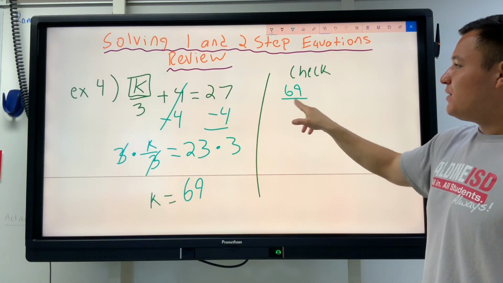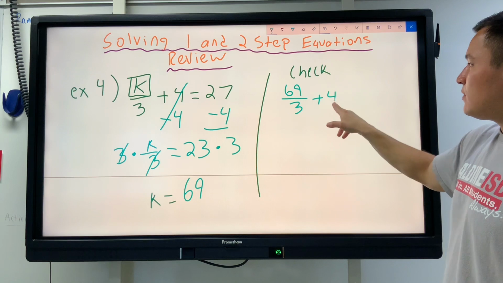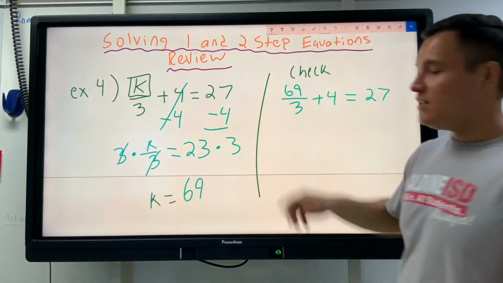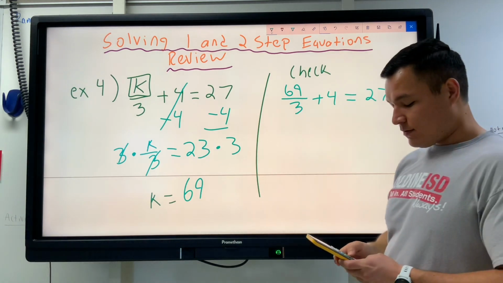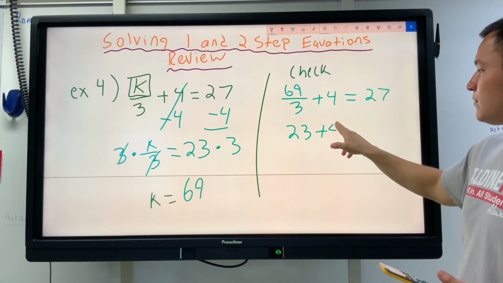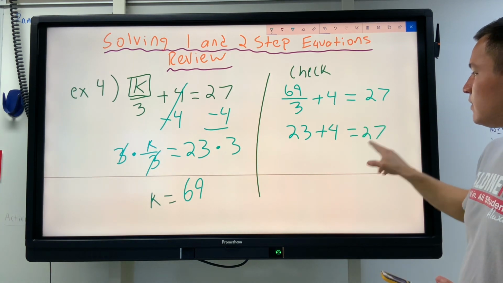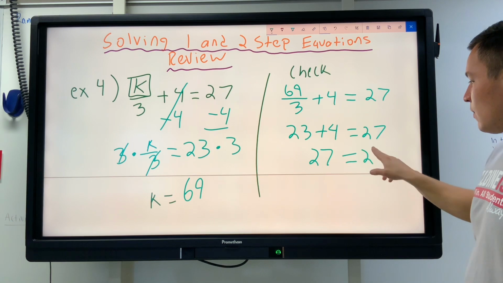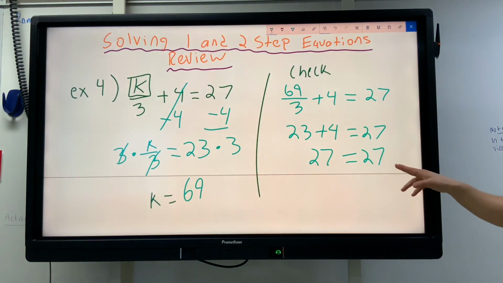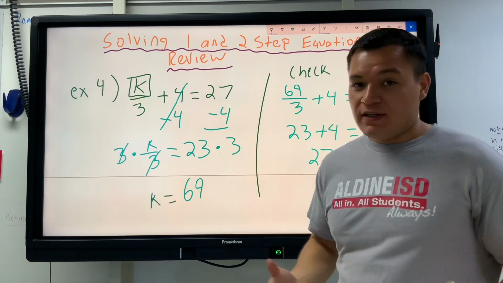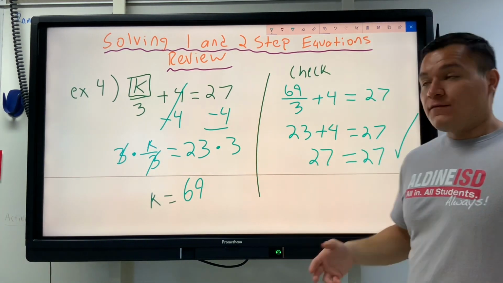69 divided by 3 plus 4 equals 27. In our calculator, do 69 divided by 3. That makes 23 plus 4 equals 27. 23 plus 4 makes 27, which matches up with what we wanted it to. We got it right. Let's do one last question, just because fractions can show up in different forms.